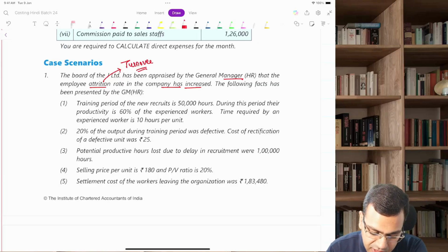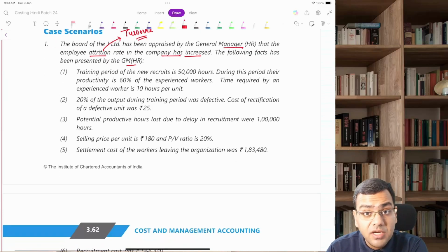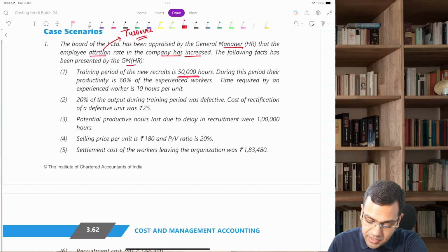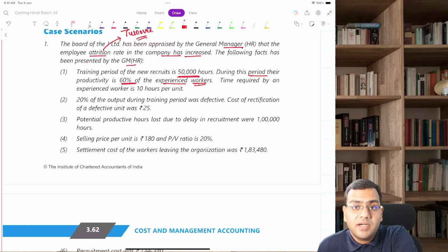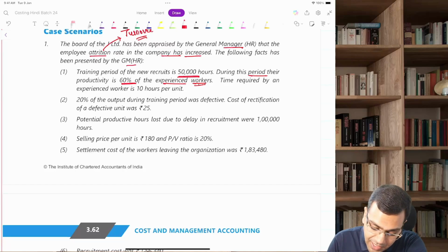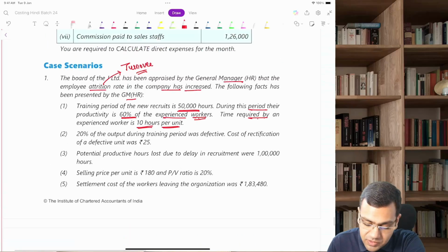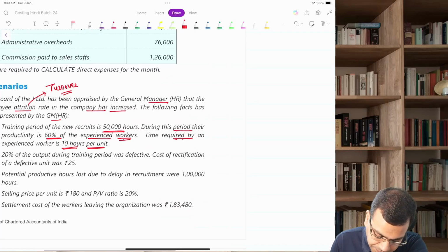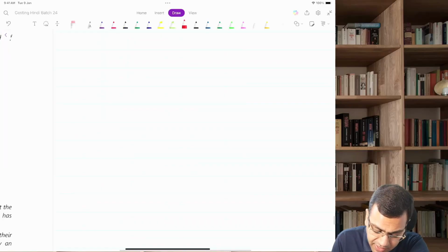The following facts have been presented by the GMHR: the training period of the new recruits is 50,000 hours. That is, 50,000 hours will be spent on training the new people we will be recruiting. During this period, their productivity will be 60% of the experienced workers, because they are new, they are still learning. Time required by an experienced worker is 10 hours per unit. So what about the experienced worker? Experienced worker is taking 10 hours per unit.